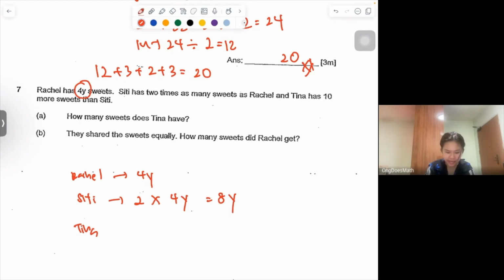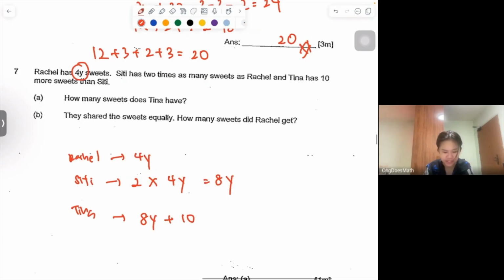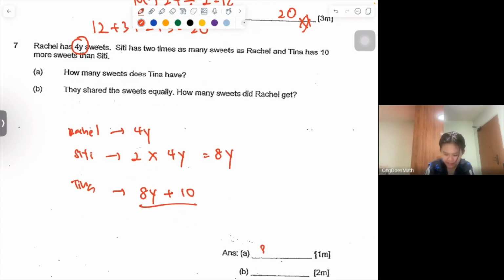And Tina has 10 more sweets than Siti. So Siti has 8y and Tina has 10 more. So whatever Siti has, Tina has 10 more. So do you plus or minus? If you have more, it means the number should be larger, right? So you should plus. Then the question asks you, how many sweets does Tina have? Which is 8y plus 10. It's already simplified.